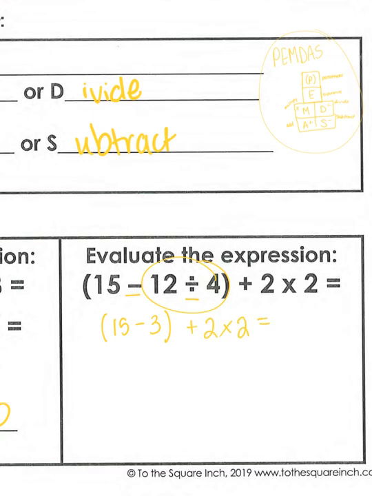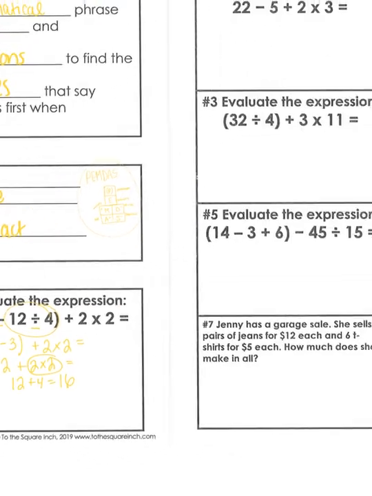Okay, now I do what's in my parentheses. 15 minus 3 is 12, so I have 12 plus 2 times 2. Now I have addition and multiplication. Multiplication comes first, so I have 12 plus 4, because 2 times 2 is 4. Then 12 plus 4 is 16, and that's my answer. Okay? Just following that order of operations.